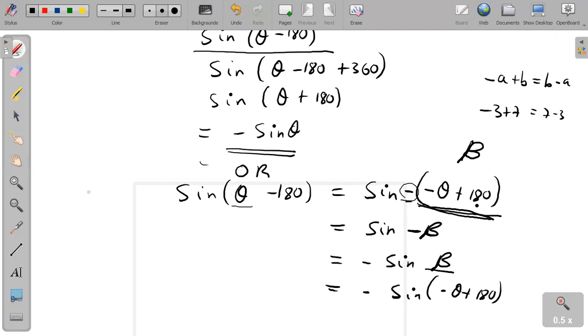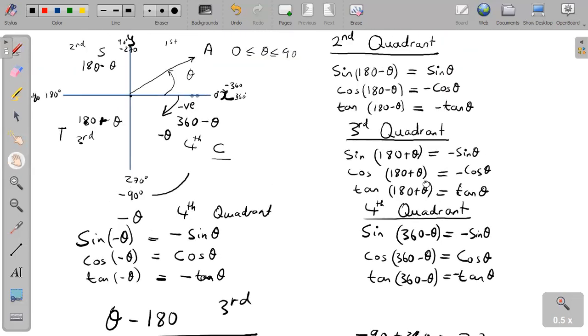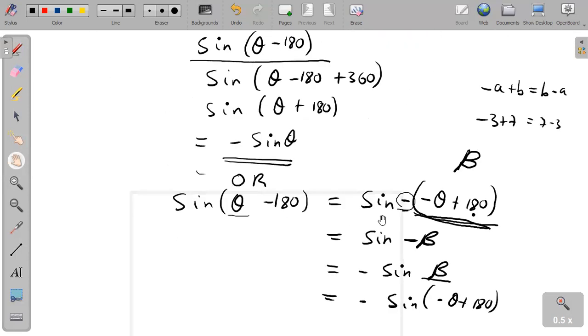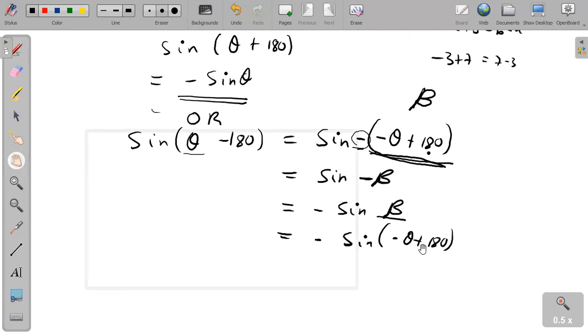So it means that we have this angle here, minus theta plus 180, among the positive angles. Where is it found? It's found in the second quadrant. So what do we know in the second quadrant? We know that sine is actually positive. So what is that going to give us? Remember, we have already factored out the negative. So it's going to be negative sine theta.